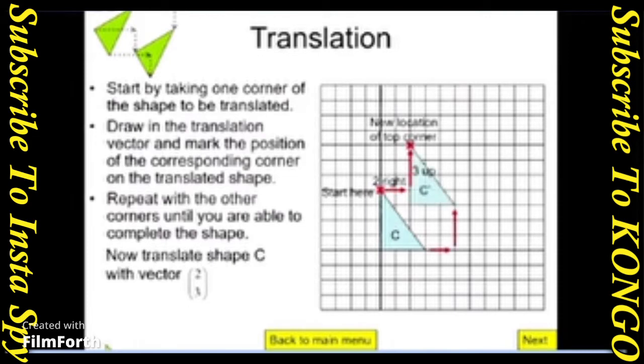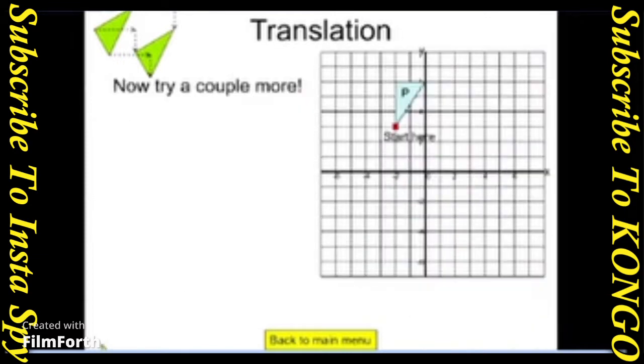So everything moves. If you notice, that is where the object moves. So we add the object points to the translation to get the image. All right, on that translation.